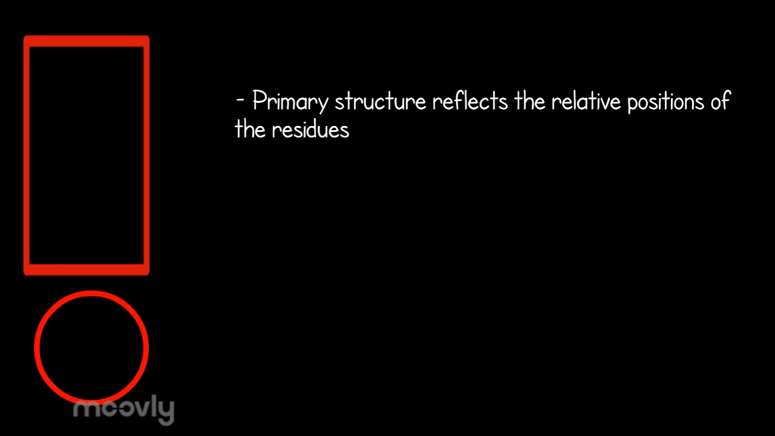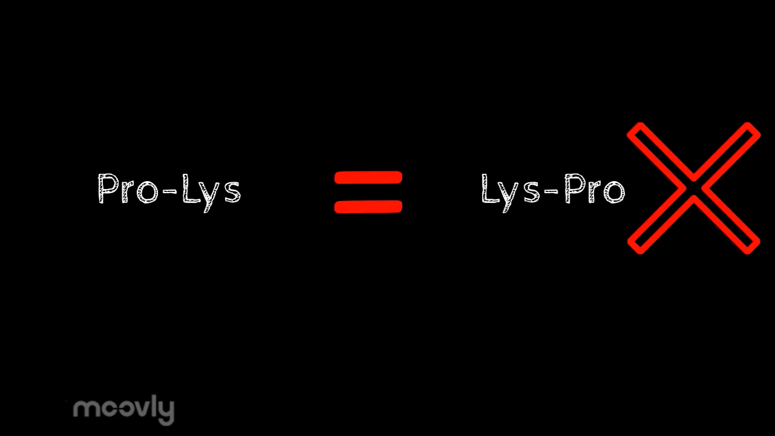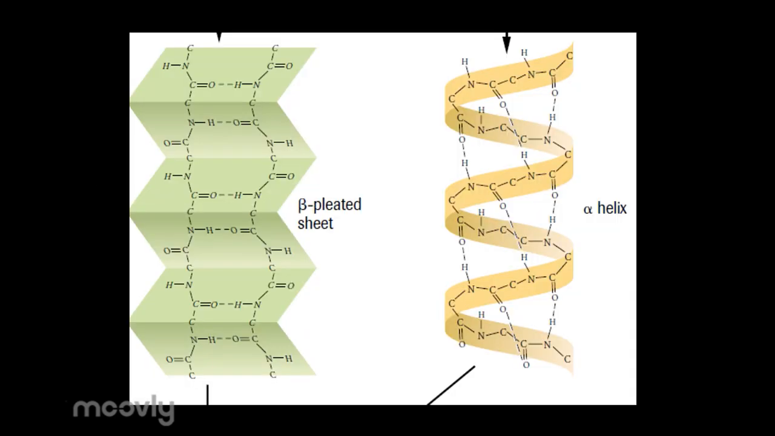Important things to note: primary structure reflects the relative positions of the residues. Thus, peptides containing the same amino acid residues but in different order are not identical. Proline-lysine is not identical to lysine-proline. Let's move on to the secondary structure.